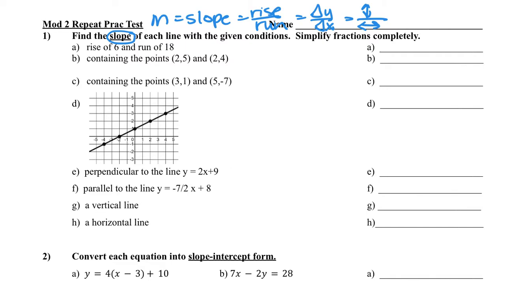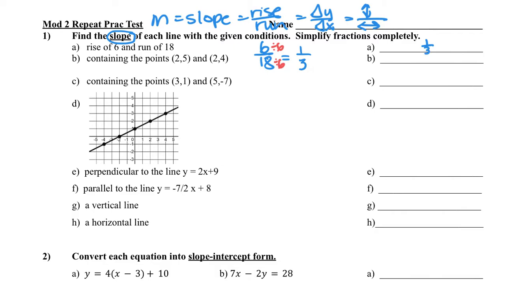And so for part A, it's asking for rise over run. Our rise is 6 and our run is 18. So our slope ratio is 6 over 18. That can be simplified because we can divide the top and bottom by 6. And so that reduces to 1/3. And that's what we'll put on our line right here, 1/3.